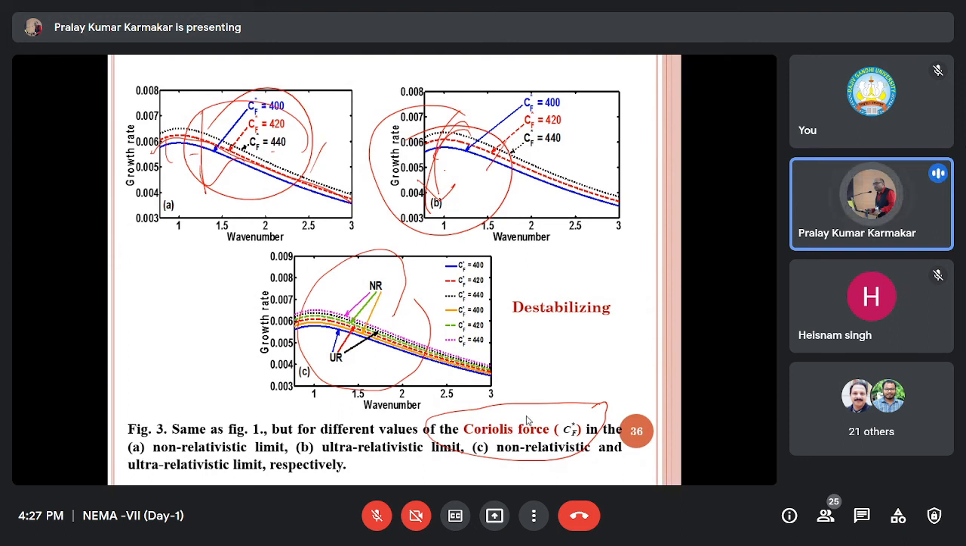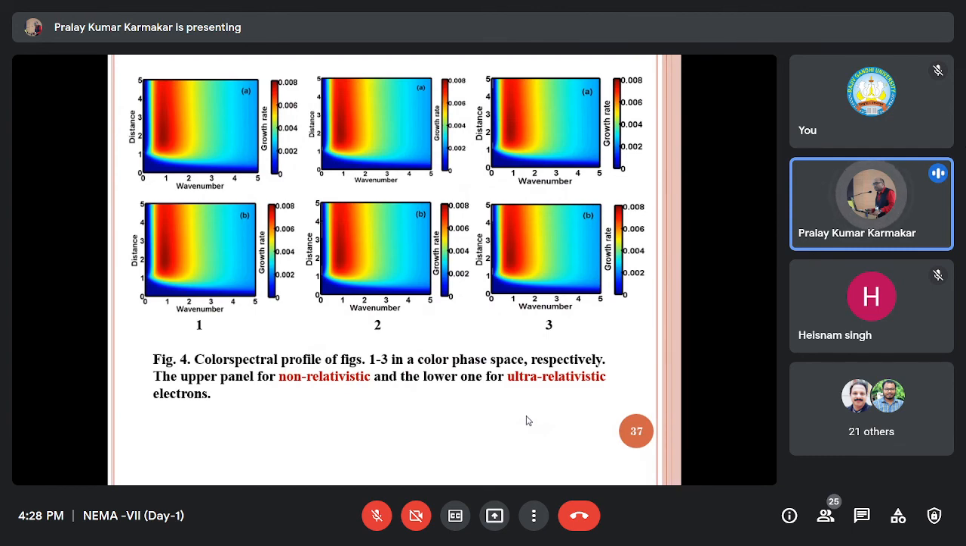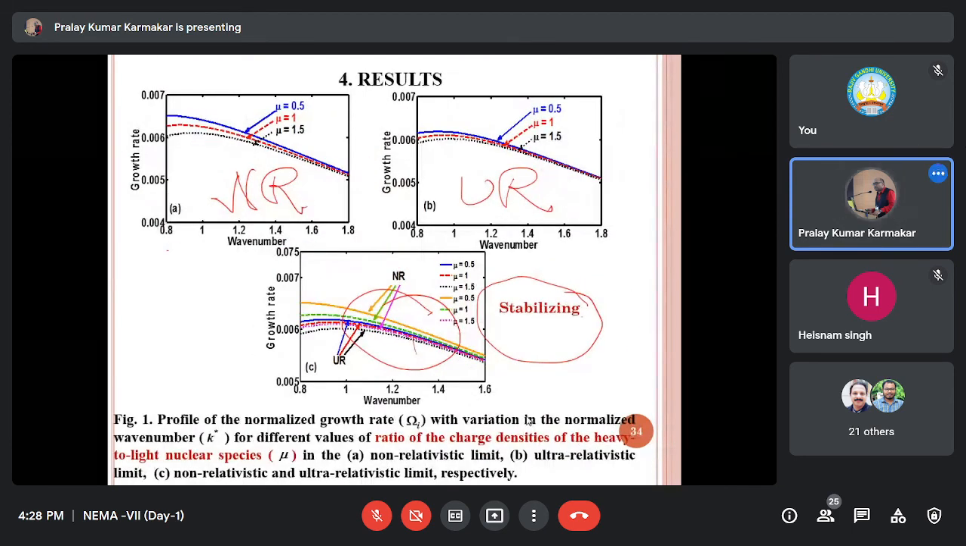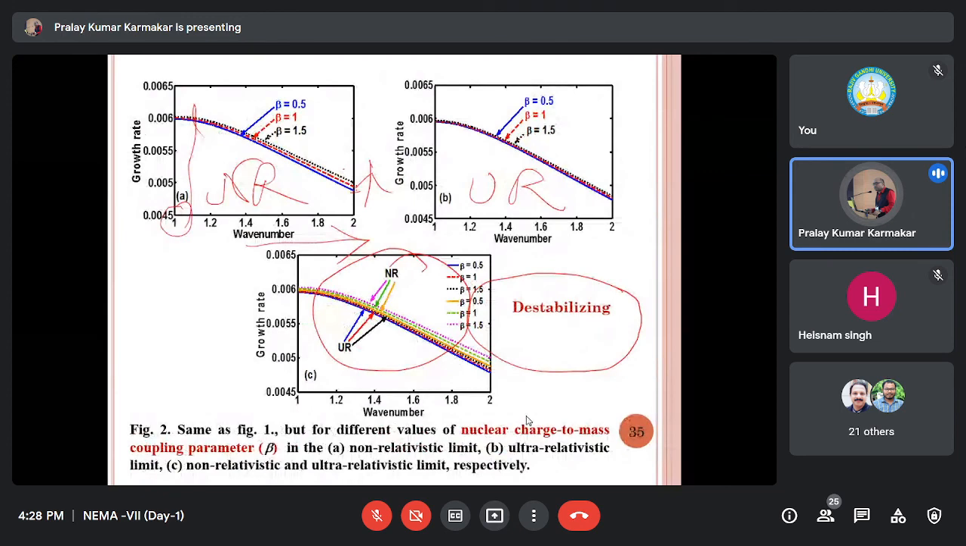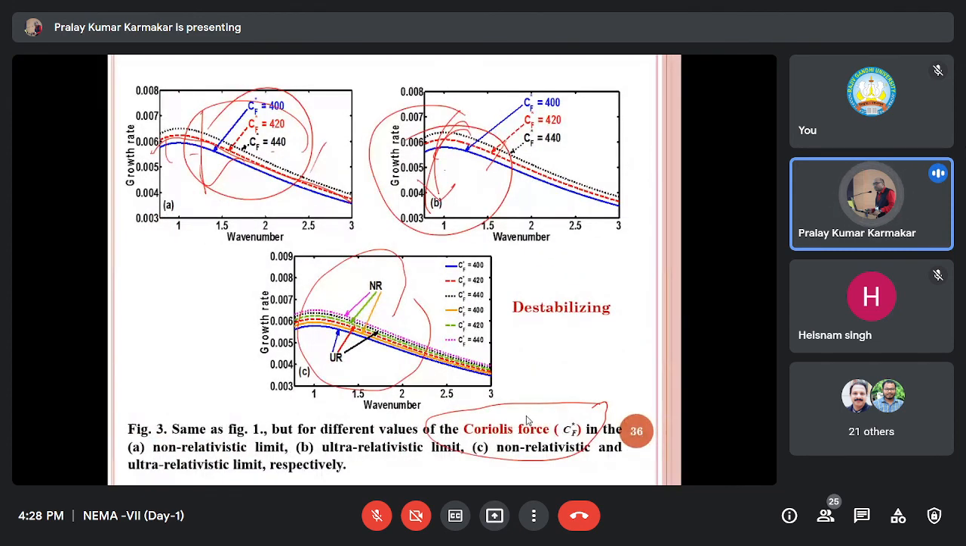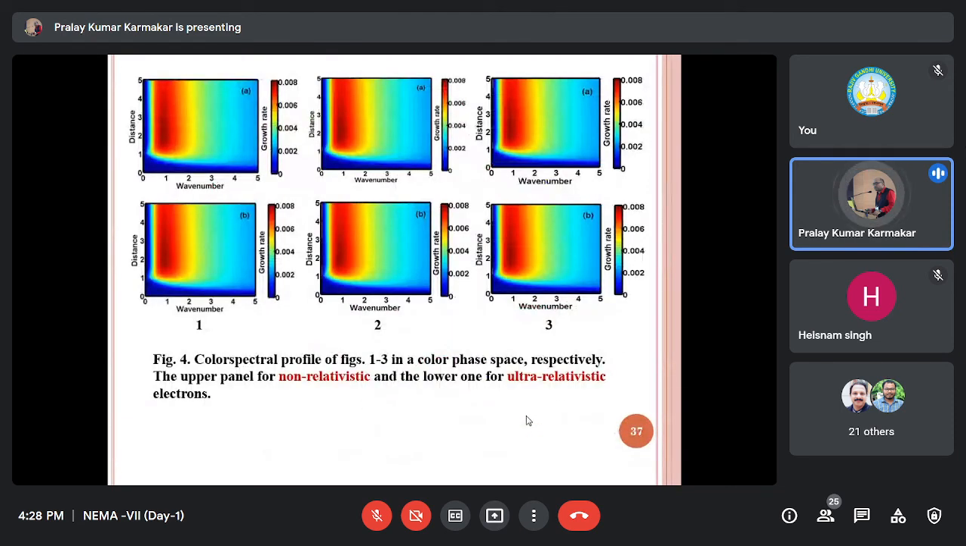So this is again the complex gravity electrostatic coupling of the nuclear species with the quantum mechanical fluids of electrons. Okay, so another important point. Whatsoever we got up to this from figure 1, then again figure 2, then again figure 3, these are further confirmed with the help of color spectral profiles.